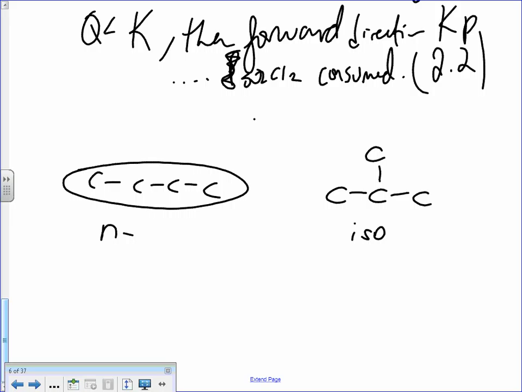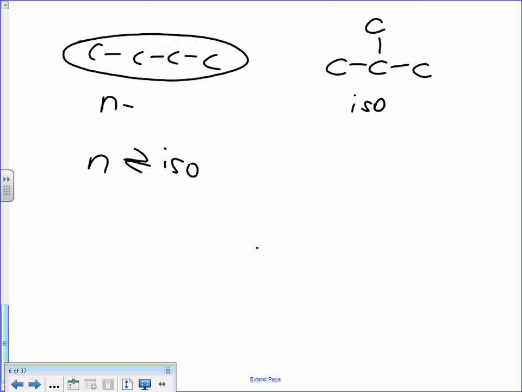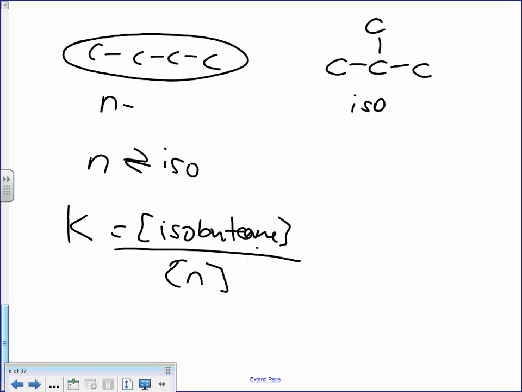Part C, write the KC expression, given the N-butane equilibrates to isobutane. How did you write the expression? What on top? Isobutane on top. Okay, so K is the isobutane concentration on top over the N-butane. Okay, we all know that that's N-butane. So that got you a point for KC.